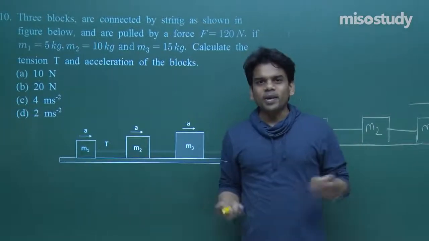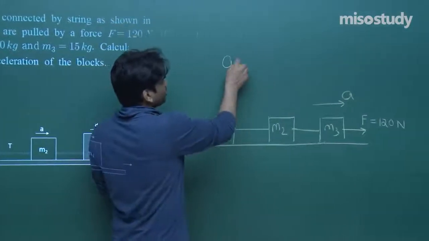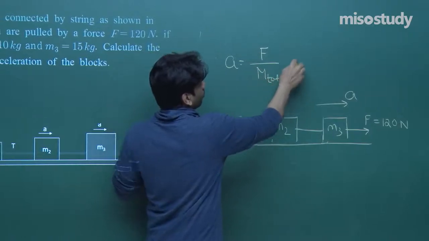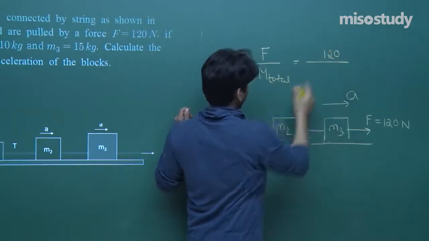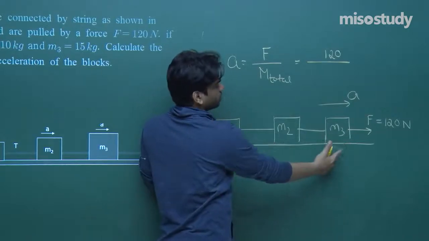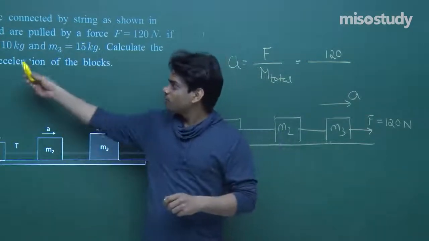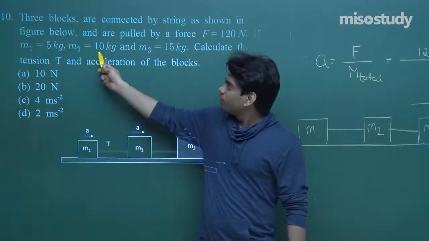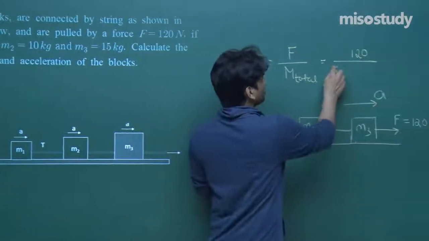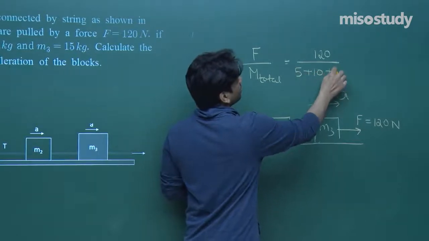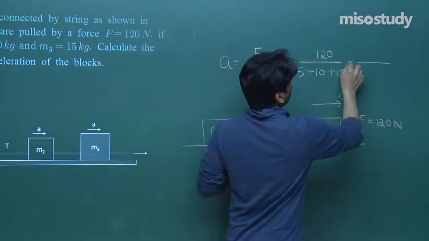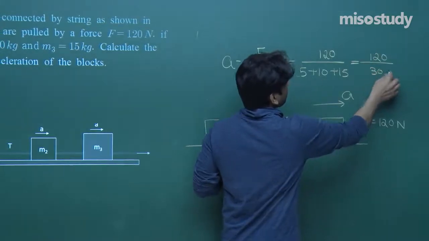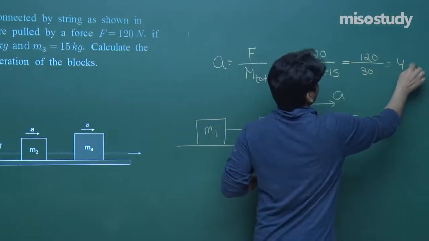So first of all, we need to find out the common acceleration. That's quite easy. Acceleration will be net force upon total mass. M1 is 5, M2 is 10 and M3 is 15. So 5 and 10, that is 15, plus 15, that will be 30. So I'm writing 5 plus 10 plus 15. So 120 divided by 15 plus 15, that is 30. So that is equal to 4 meter per square second.